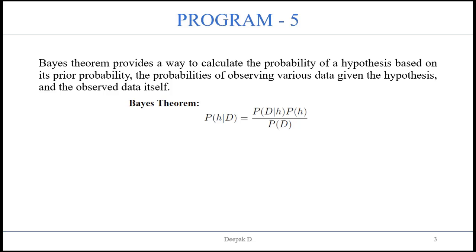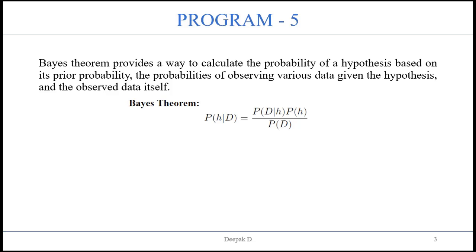The second feature is that prior knowledge can be combined with observed data to determine the final probability of a hypothesis. In Bayesian learning, prior knowledge is provided by asserting a prior probability for each candidate hypothesis, and a prior distribution over observed data for each possible hypothesis.